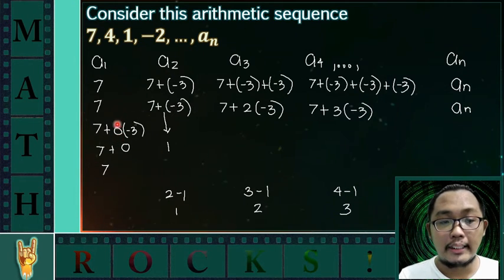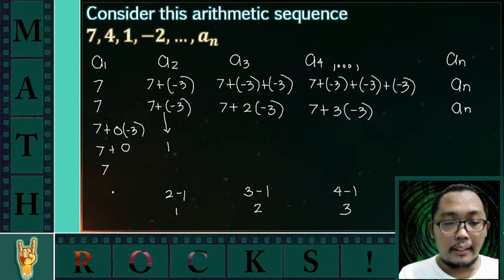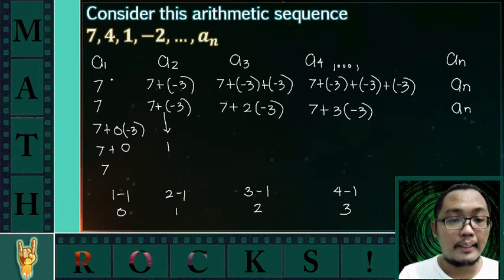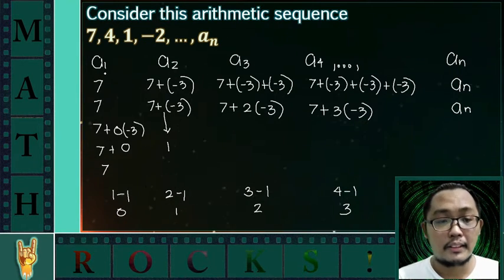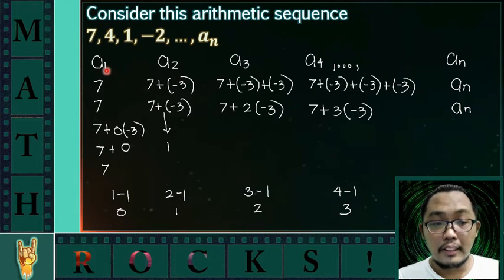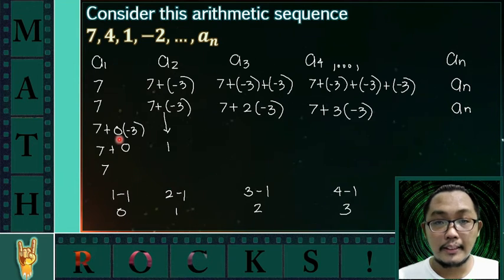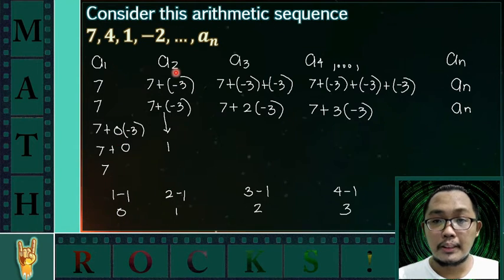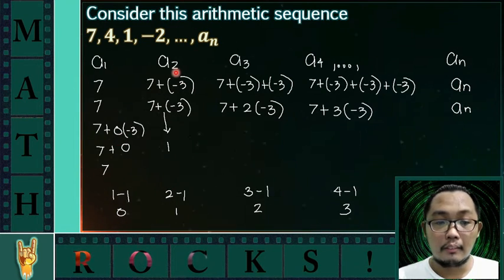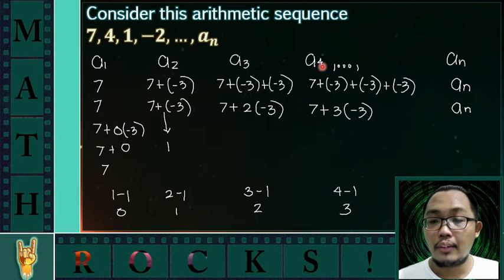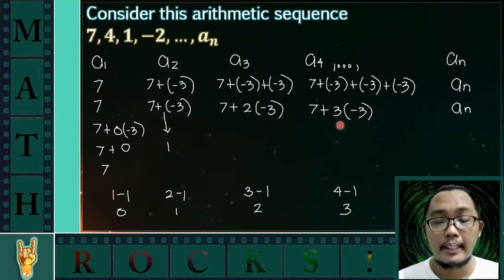for which if we would like to have this 0 be written in terms of 1, then we will have this 1 minus 1 for us to have a 0. So notice that the same pattern applies for all of these terms, for which if this 1 is reduced by 1, it becomes a 0. When this 2 is reduced by 1, it becomes a 1. And 3 minus 1 gives us 2, while 4 minus 1 gives us 3.